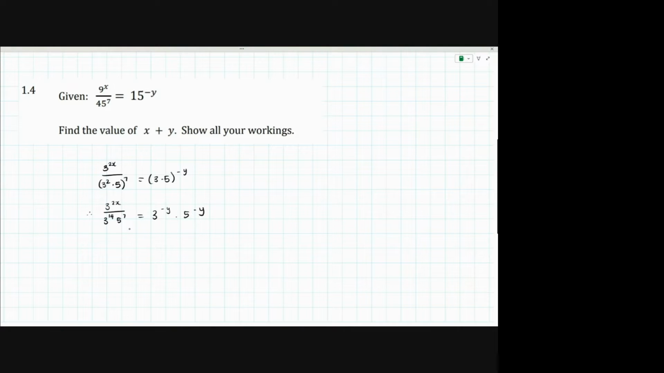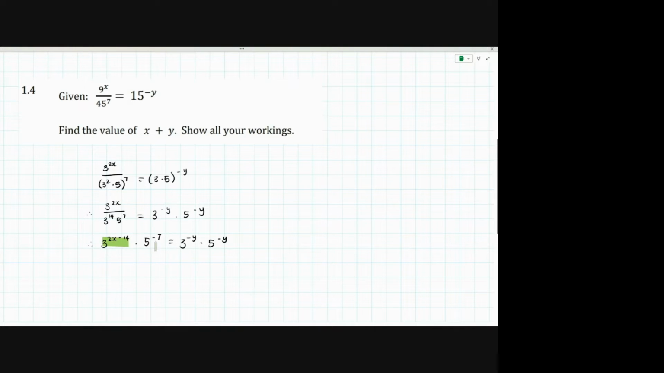Okay. So if we get rid of this fraction on the left, we would have 3 to the power 2x minus 14 times 5 to the negative 7 equals 3 to the negative y times 5 to the negative y, which is great because this is an equation.